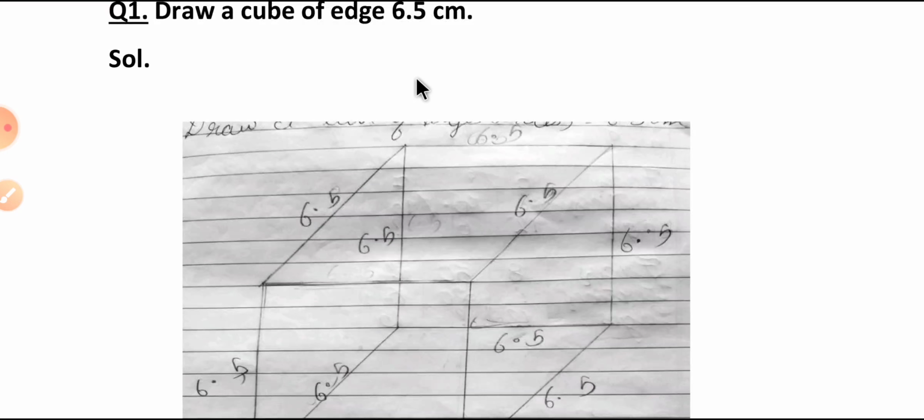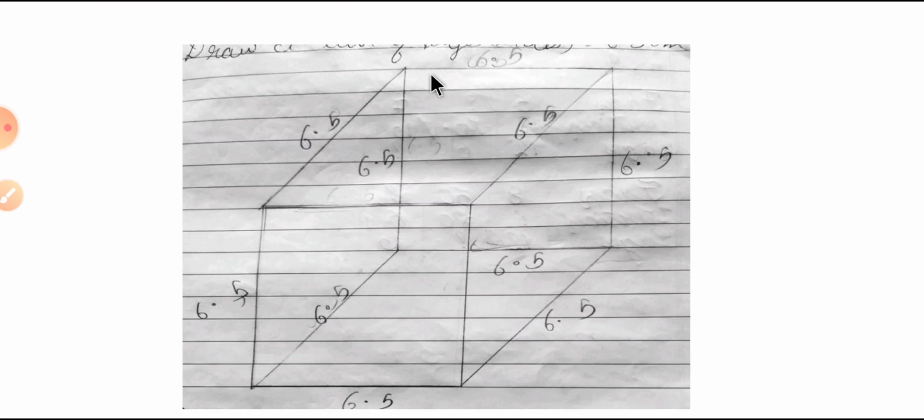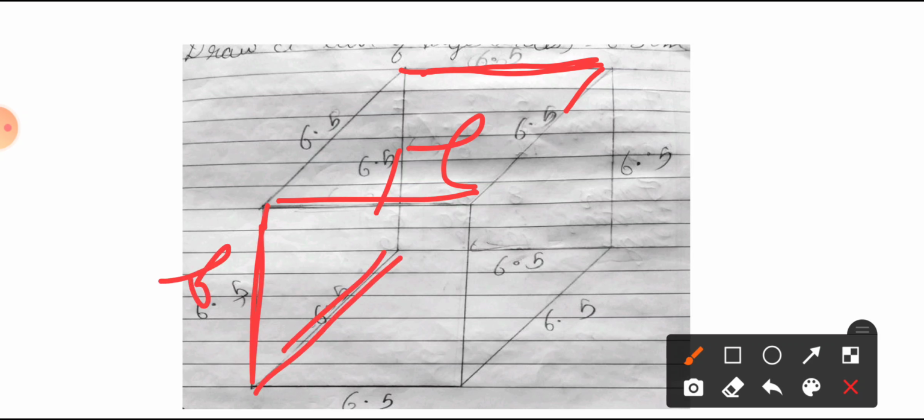Now question number 1, draw a cube of edge 6.5 centimeter. It means you have to draw a cube, a 3-dimensional shape in which the length, breadth and height are all equal to how many centimeter? 6.5 centimeter. So you have to use the scale and measure 6.5. This one is length, this is breadth, and this one is height.